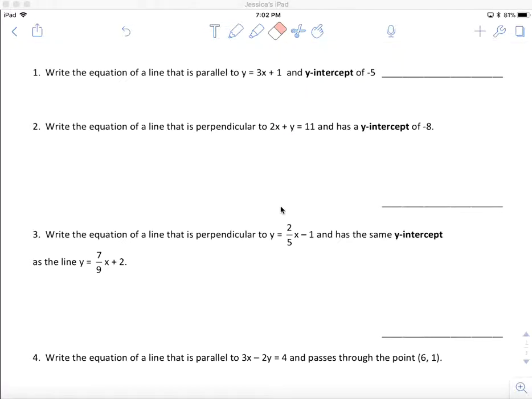Before you watch this video, make sure you have watched the video on the front of this worksheet, which explains the meaning of parallel and perpendicular lines. For this, anytime you see the words parallel or perpendicular, you're going to think slope.